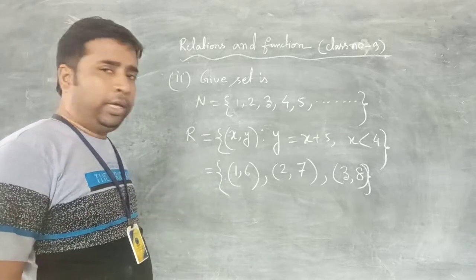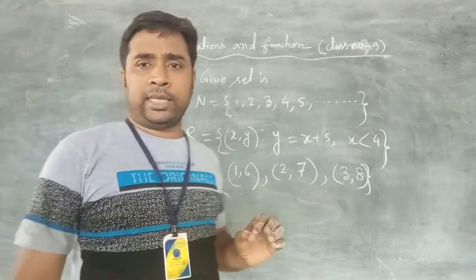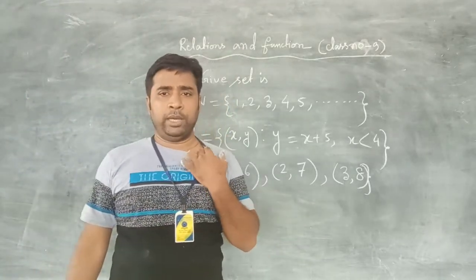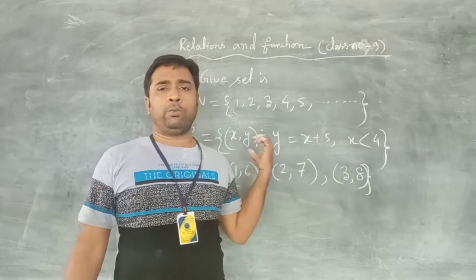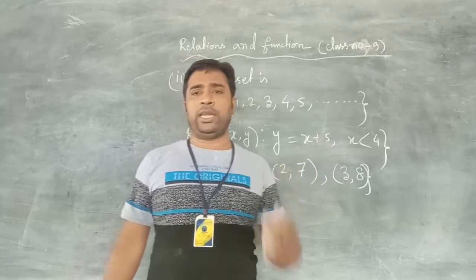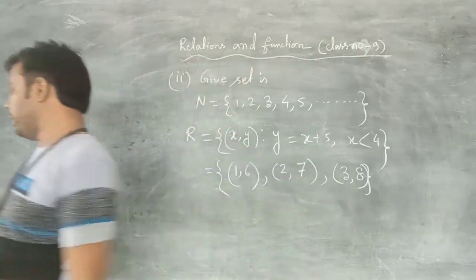For transitivity, what are the conditions? The second element of the first pair and the first element of the second pair should be same. But we cannot take these types of elements from the relation. So definitely it will be a transitive relation.